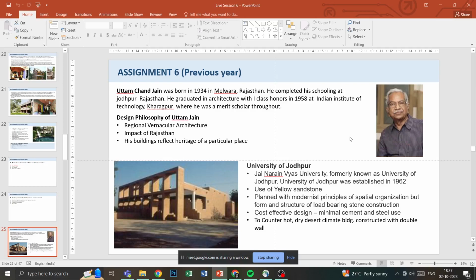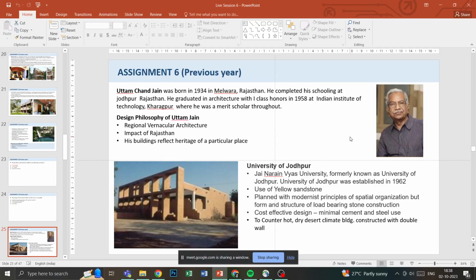was born in 1934 in Melwada, Rajasthan. He completed his schooling at Jodhpur and he graduated in architecture with class 1 honors in 1958 at IIT Kharagpur, where he was a merit scholar throughout. The design philosophy of Uttam Jain included use of regional vernacular architecture. His style included the impact of Rajasthan because he belonged to Rajasthan. His buildings reflect heritage of a particular place. So his works specifically include the reflection of heritage in his work.